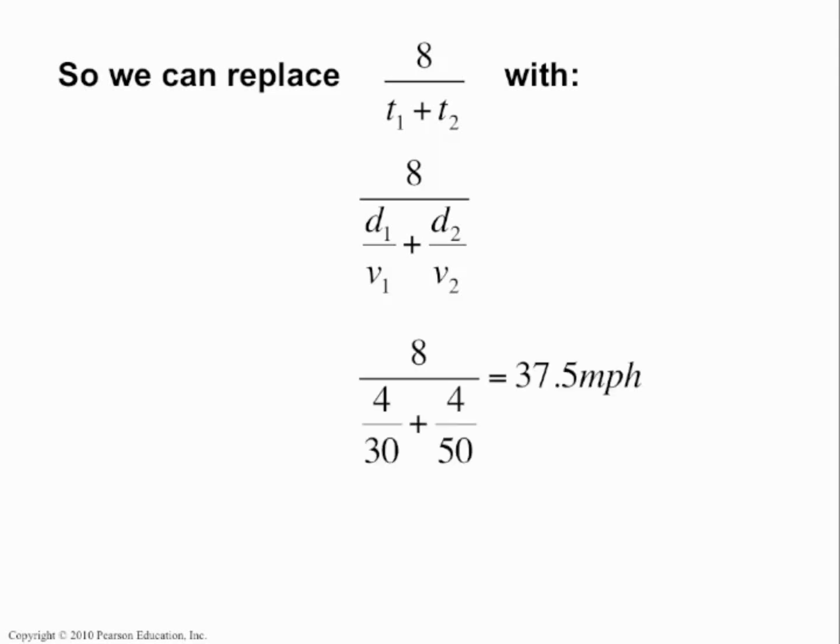And the final step, we just plug in what we know. d1 and d2 are both 4, so we put the 4's in. v1's 30, v2's 50, and when we do this on our calculator, we get 37.5 miles per hour. And that is the answer, and as you can see, it's less than 40 miles per hour.